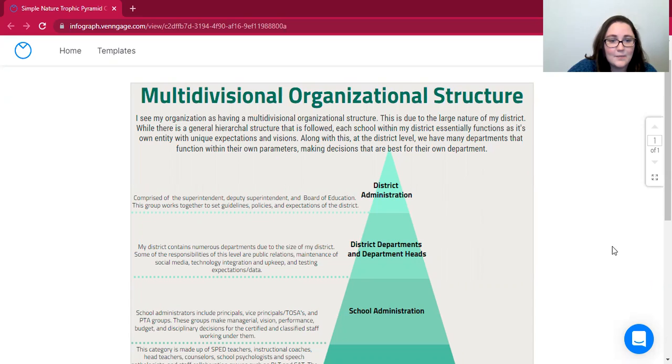Next is the district departments and their department heads. And so because of the numerous departments that my district contains due to the size, I kind of included this as like sub to district administration. Some of the responsibilities of this level are things like public relations, social media, technology integration and upkeep, and testing expectations and data.